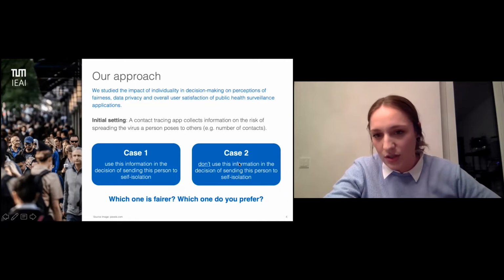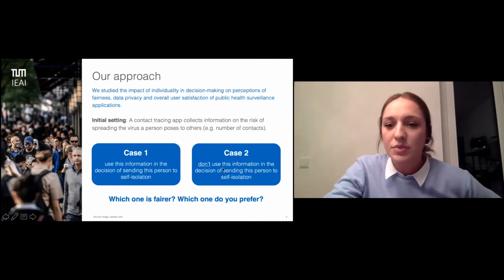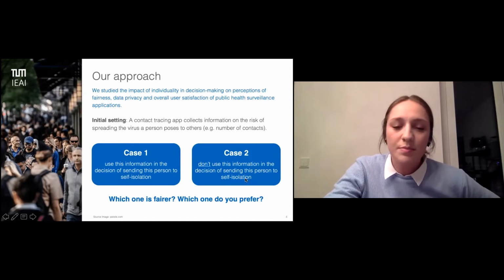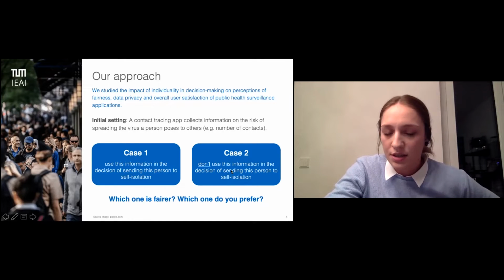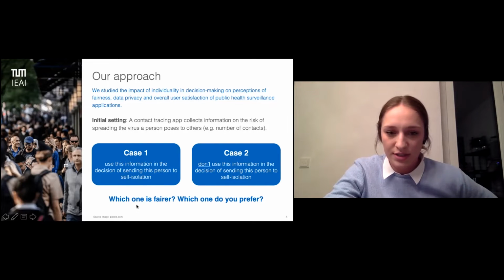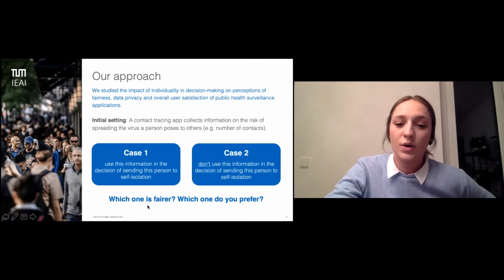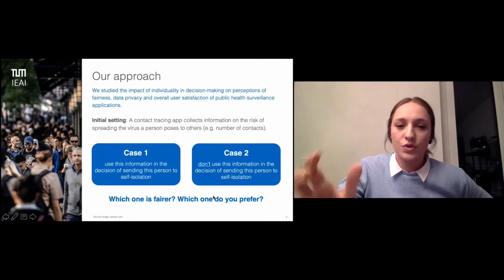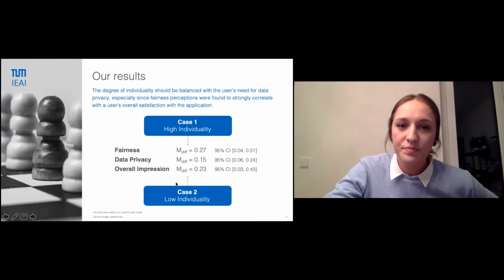Case two, so here on the right side, the app does not make use of the information in a decision, but just simply bases the decision on the number of exposures, just as regular contact tracing apps. And from that, we asked the question, which one is fairer and which one do you prefer overall? So to study our three main concepts.